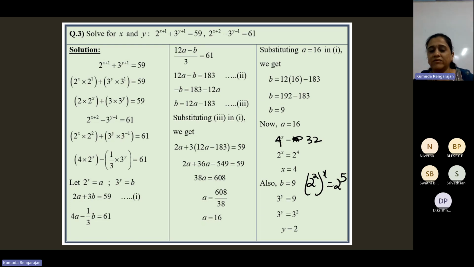Just saying, for example, if it was 4 to the power x is equal to 32, you cannot write 32 in base 4. So what you do, you write 4 as 2 squared. The whole power x is equal to 32, which is 2 to the power 5. So it will be what? 2 to the power 2x is equal to 2 to the power 5. So 2x is equal to 5. X is equal to 5 by 2.